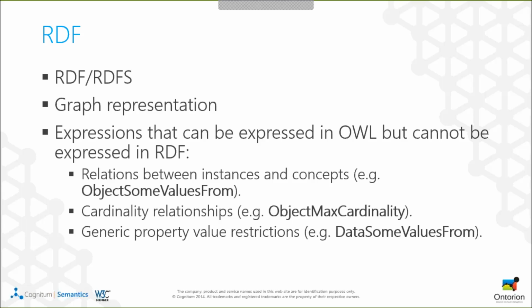There are some examples of this. For example, in an RDF graph you cannot express things like some values from, say that an instance and a concept are related between them, for example that every cat is John. You cannot express something like this because it is generic and difficult to represent on a graph. Or the cardinality relationships or generic property value restrictions. These kinds of things are very difficult to express.